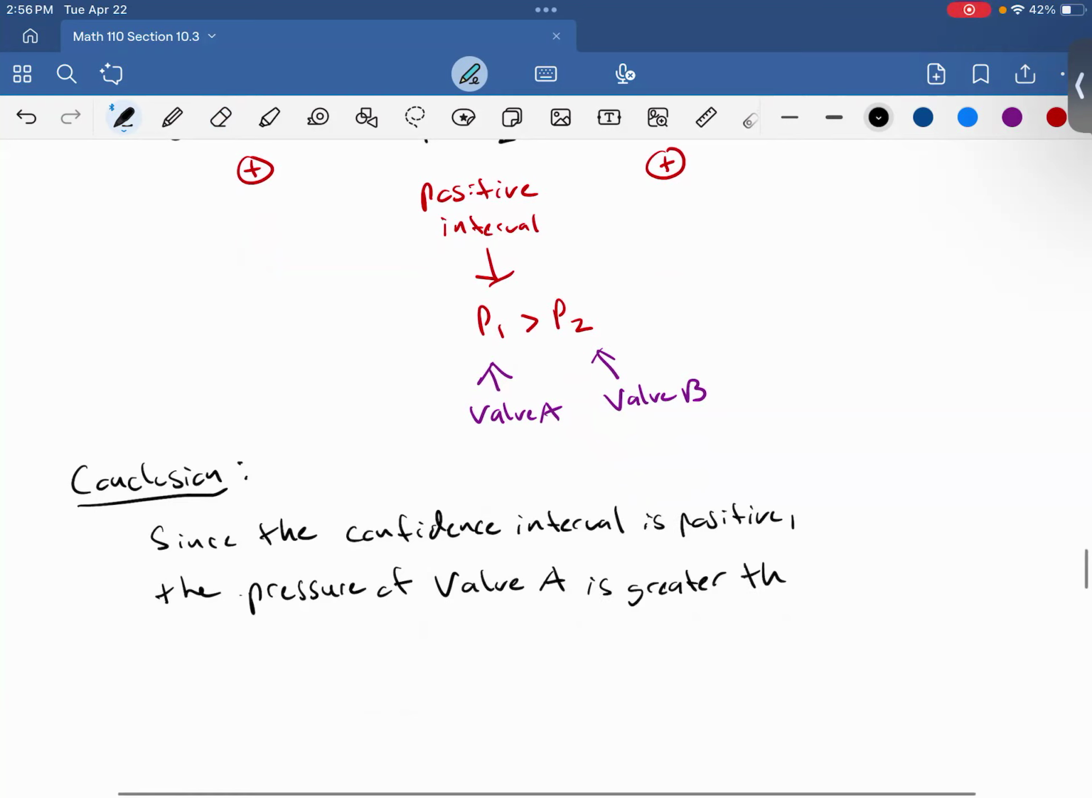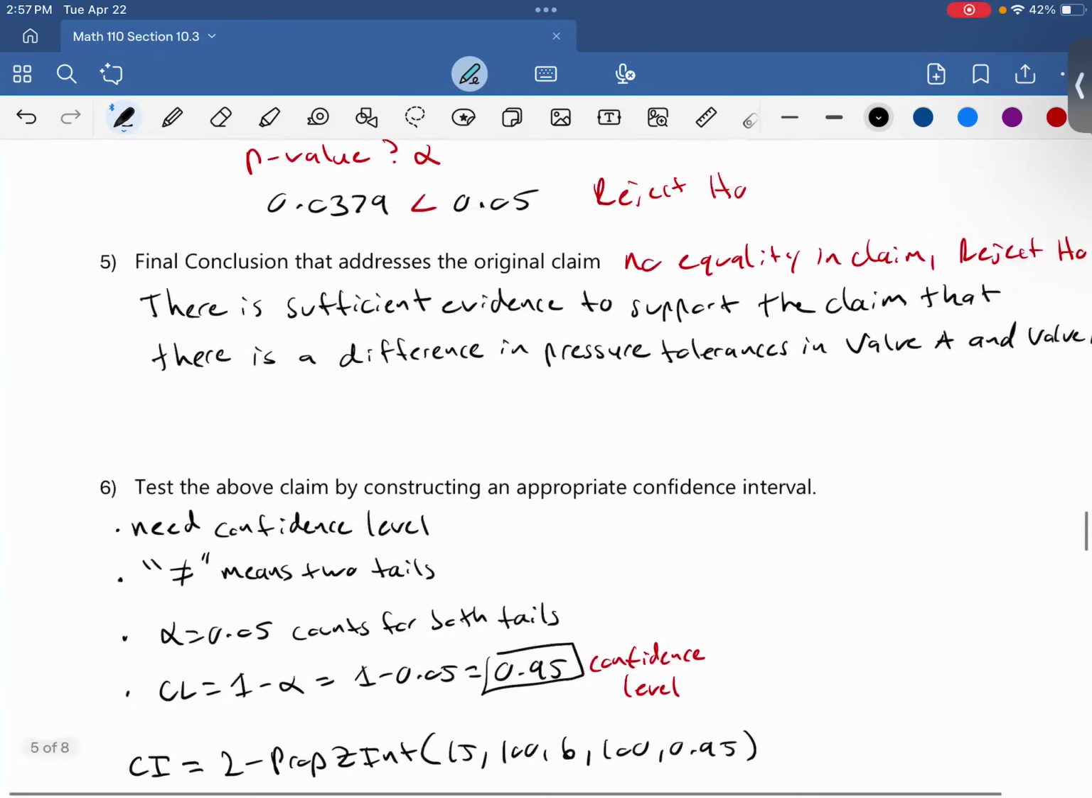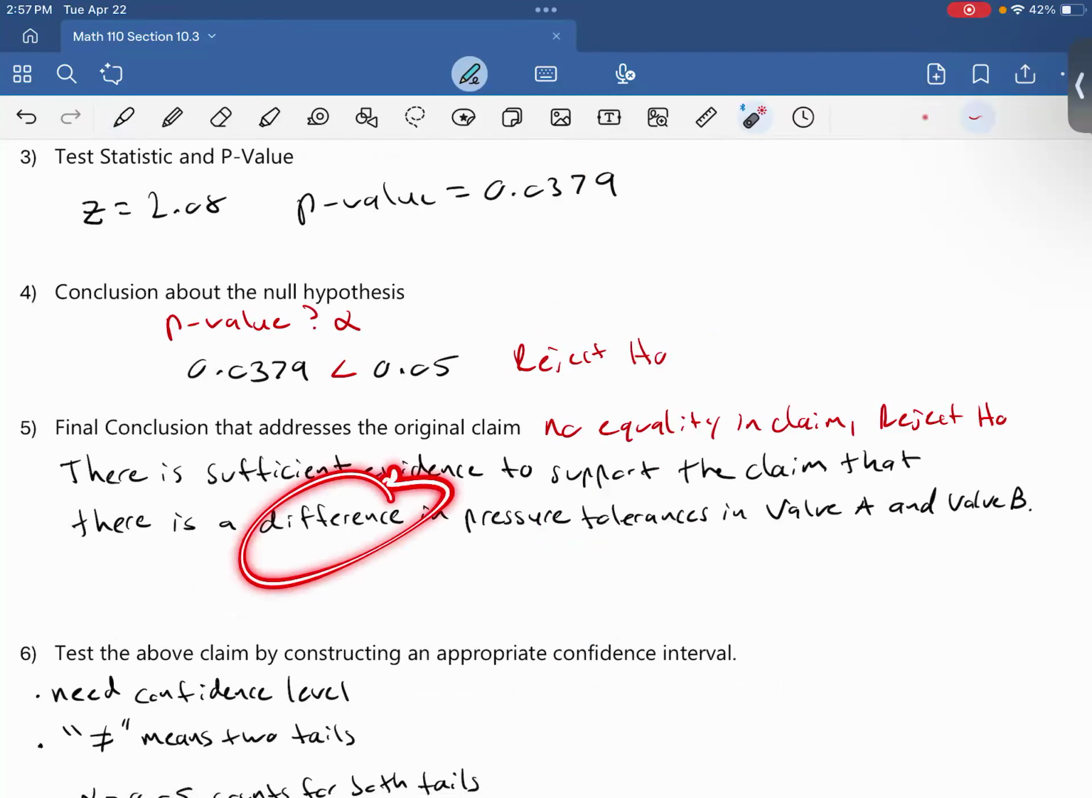We're saying there is a difference because valve A is greater than valve B, and that doubles down on our hypothesis because we found that there is a difference. We didn't say which one was bigger or smaller, but we found there is a difference in their pressure tolerances, and in the confidence interval we found that valve A is greater than valve B, so that doubled down on our findings. So we're able to solidify it. Check.